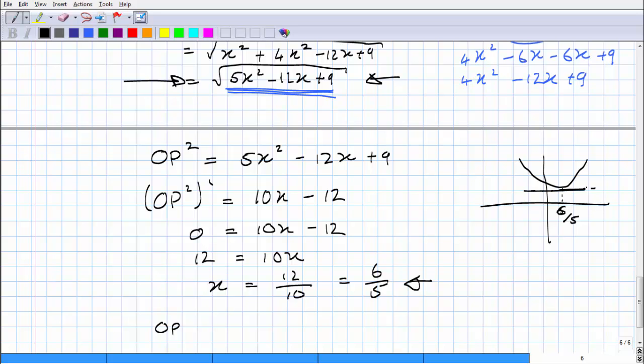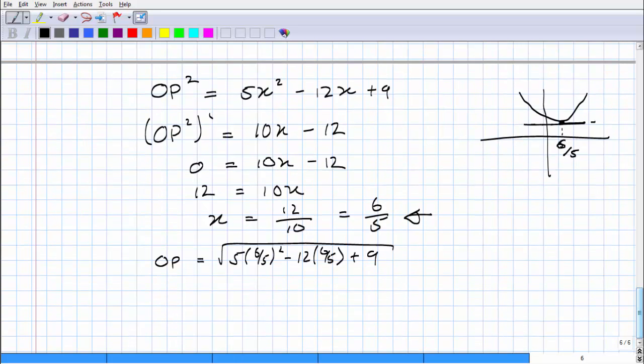What is that y value? So if we want that y value, we simply have to say, well, if we know the x value is 6 over 5, plug that into our original equation, we get the y value. So OP is equal to the square root of 6 over 5 squared minus 12 times 6 over 5 plus 9. And we plug all those in, and we end up with square root 3 over square root 5, or you just use your calculator, 1.34 units.